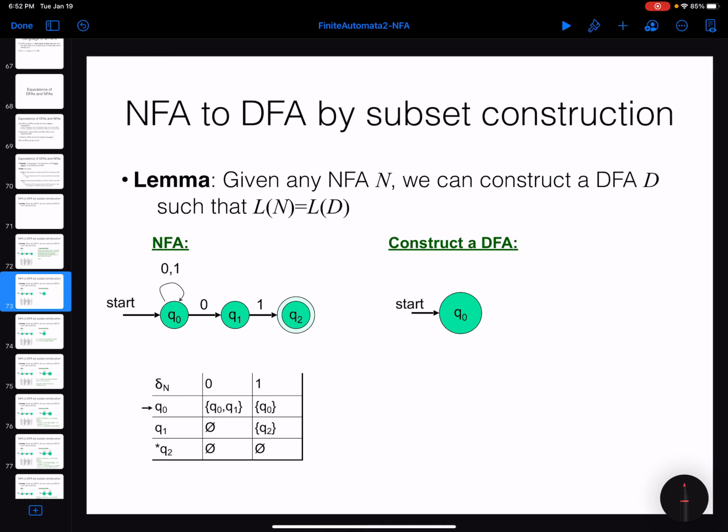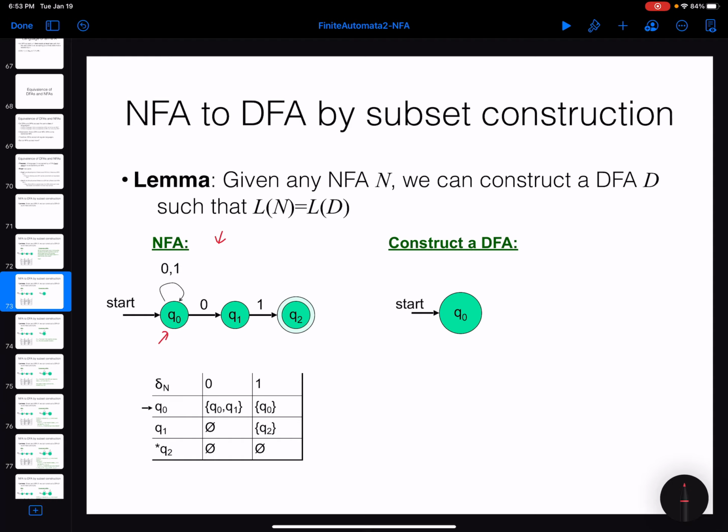I have an NFA here, and I'm going to create the equivalent DFA for it. The first step is that I create a starting state, and I will call it the same name as the starting state in the NFA. The reason is that the very first situation you are in when you run your NFA is being in your starting state, right? So this is one possible situation that your machine can be in, and that possible situation is going to be the state Q0.